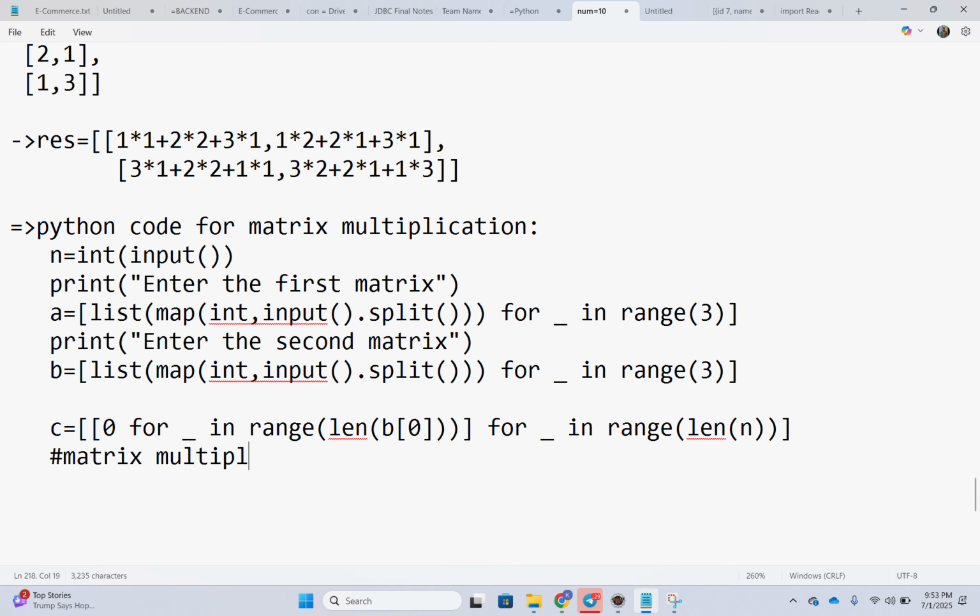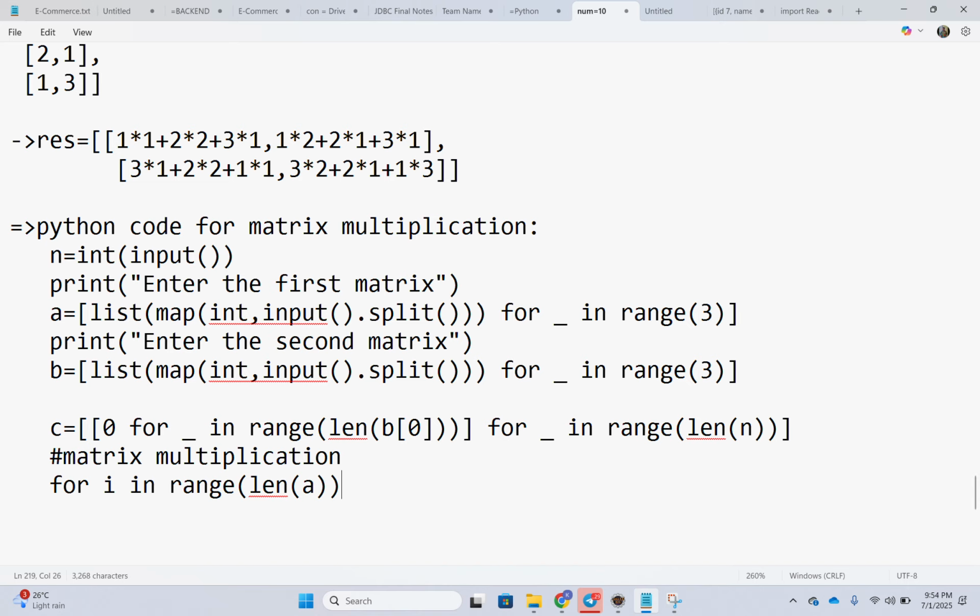Matrix multiplication, this is the crucial part. So everyone has to follow this part in a perfect way. First, for i in range of length of a. Okay, so you can give n also, no problem, but as of now, follow the code.